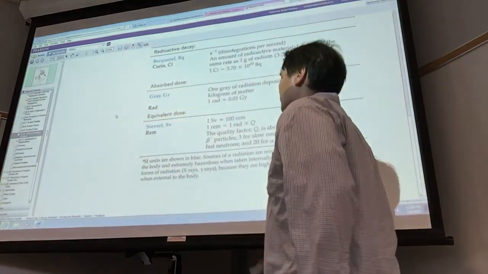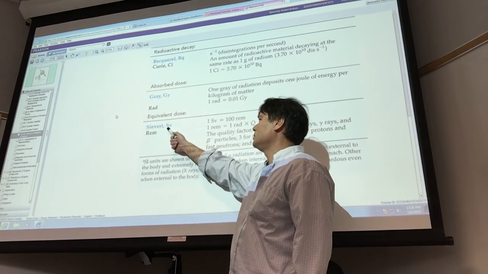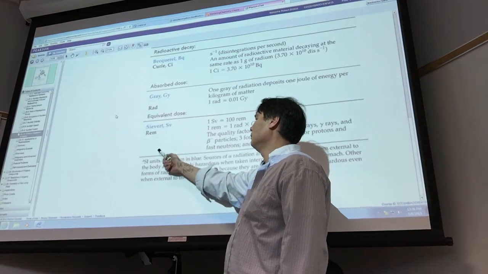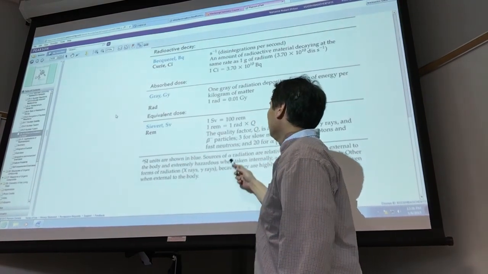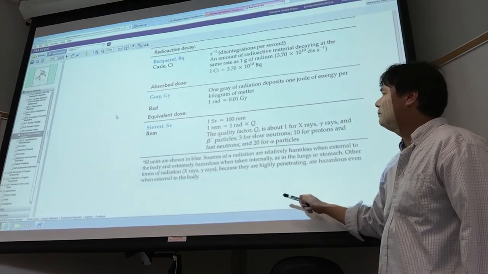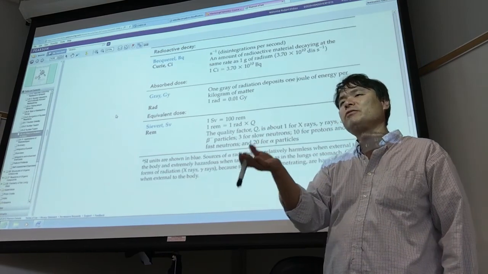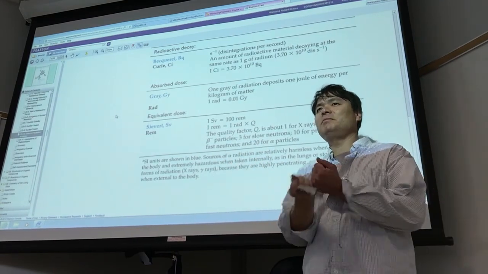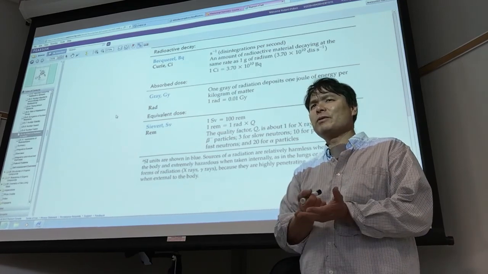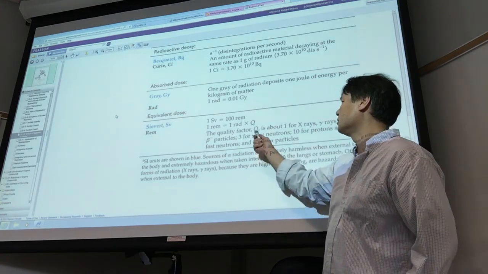And so the rad isn't the best. The best, as far as radiation exposure, would be the sievert or the REM, right? And so what is REM? REM is adjusted because 1,000 joules of red photons doesn't pack the same punch as 1,000 joules of gamma radiation. They're going to weight those using the quality factor Q.